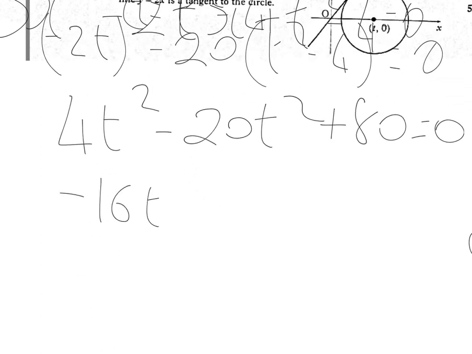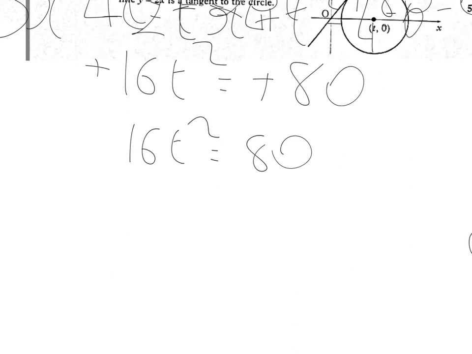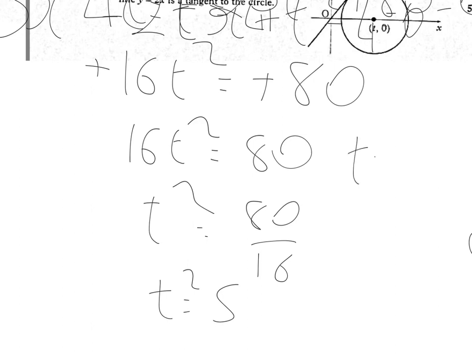Minus 16t squared is equal to, bring 80 across, make it minus 80. You can then cancel both those negatives, so it's 16t squared is equal to 80. t squared is equal to 80 over 16. 16 fits into 80 five times, so that's t squared is equal to 5, and t is equal to plus or minus root 5, but it's a positive result for t as the question's asked, so t is equal to root 5.